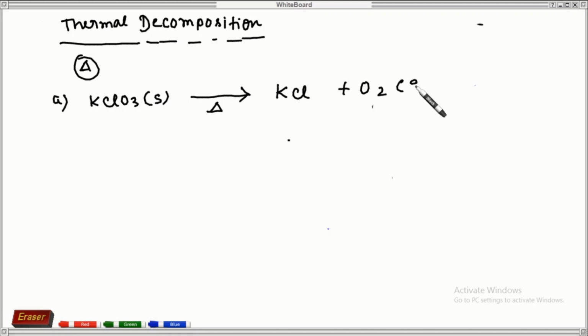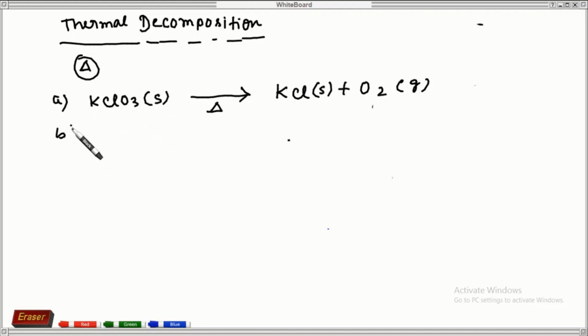We know that oxygen is a gas, and what is KCl? Potassium chloride. This is potassium chloride, a solid. That means a solid KClO3 breaks into KCl and O2. And what do we need? We need heat energy. So this is thermal decomposition.